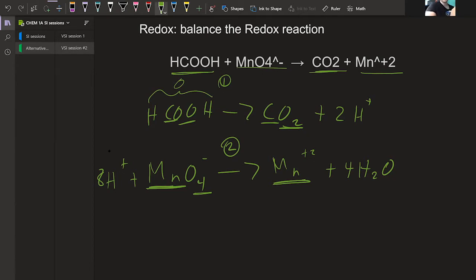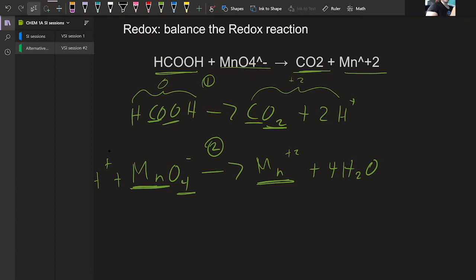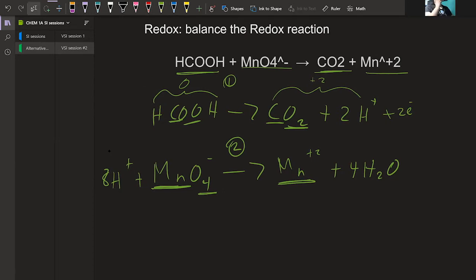CO2 plus 2H+ has a positive 2 charge on this side. So I'm going to add 2 electrons to match it up with the 0 on the other side, so plus 2e−. As for the other side, equation number 2, it looks like I have 8H+ plus a MnO4−, or plus negative 1.